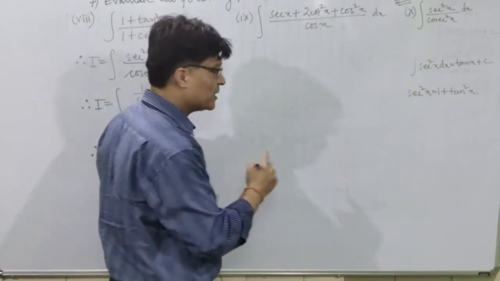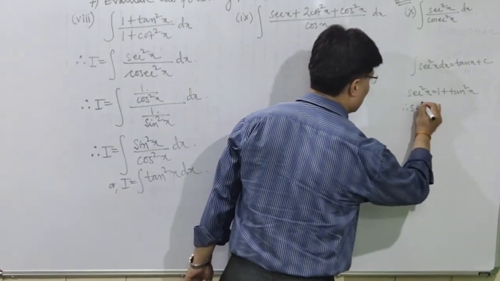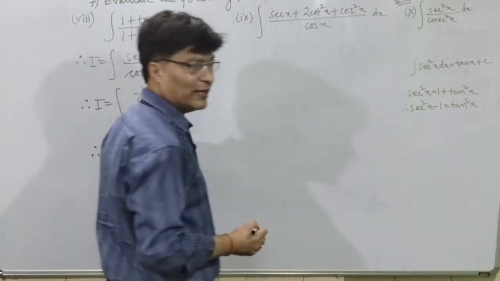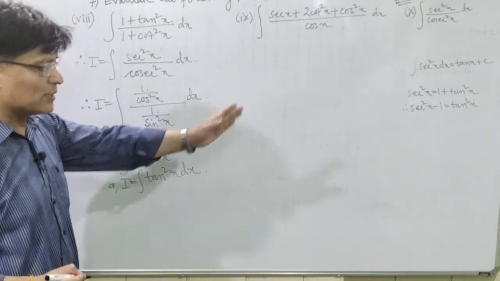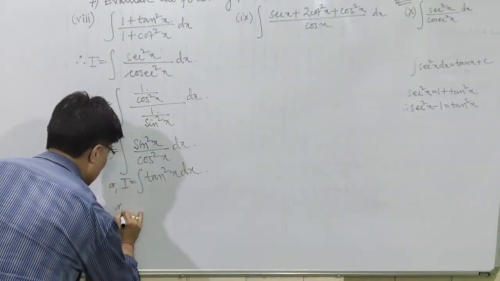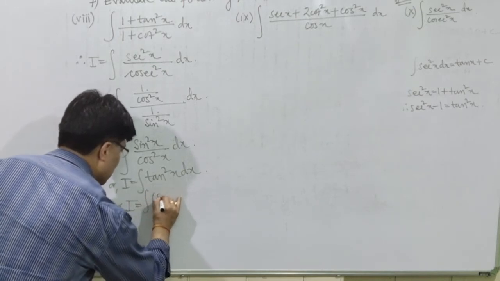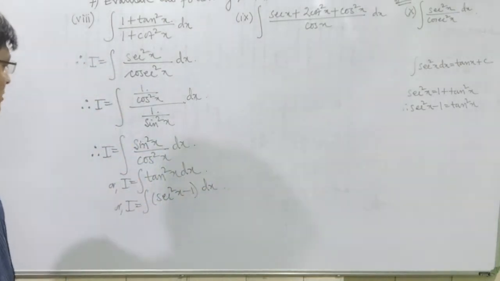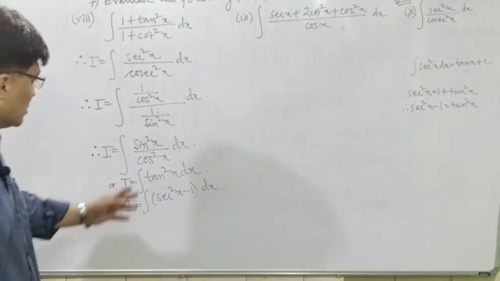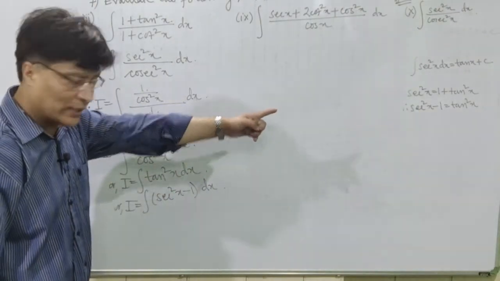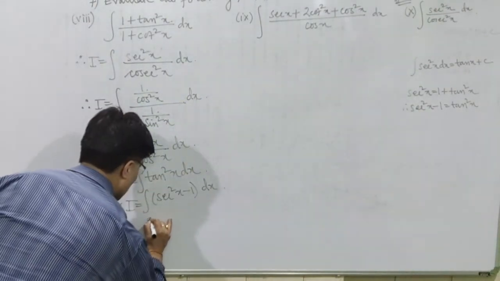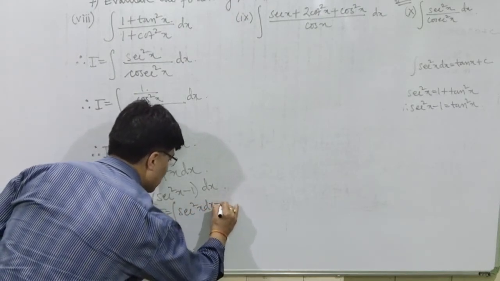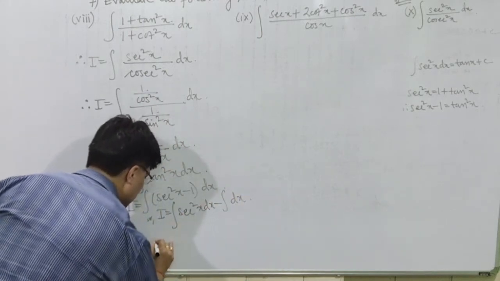So 1 should be taken to the left hand side. So this will be sec square x minus 1 is equal to tan square x. So what is the formula for tan square x? It is sec square x minus 1. So let us put it here. I is equal to integration of sec square x minus 1 dx. Okay, so we can separate the terms here. Or I is equal to integration of sec square x dx minus integration of dx.